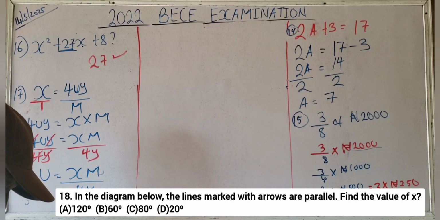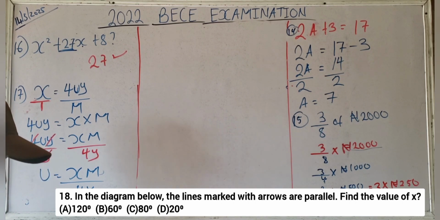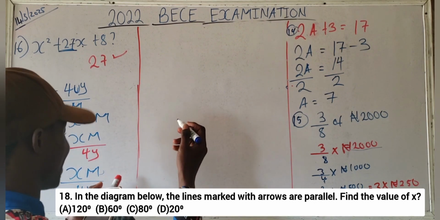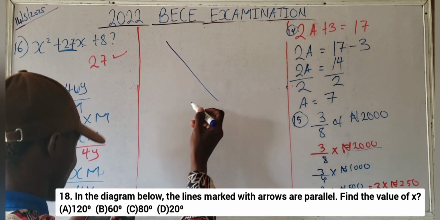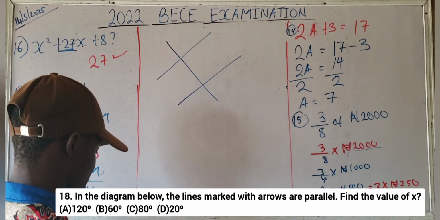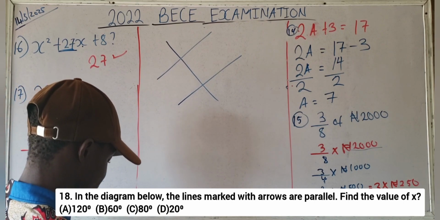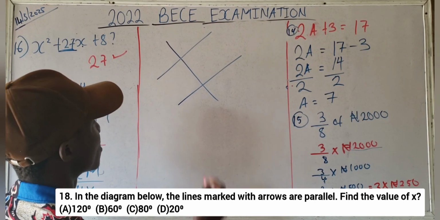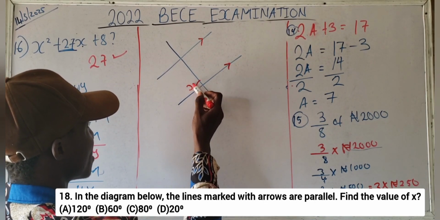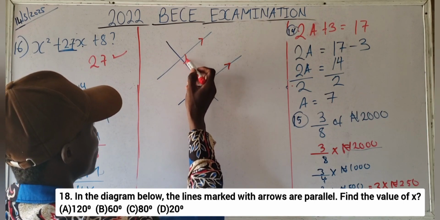Please, I want you to pay attention. This is kind of plane geometry. In the diagram below, the lines marked with arrows are parallel. Find the value of angle x. Let me draw the diagram. This is how the diagram looks. We have x here, and we have 120 degrees.